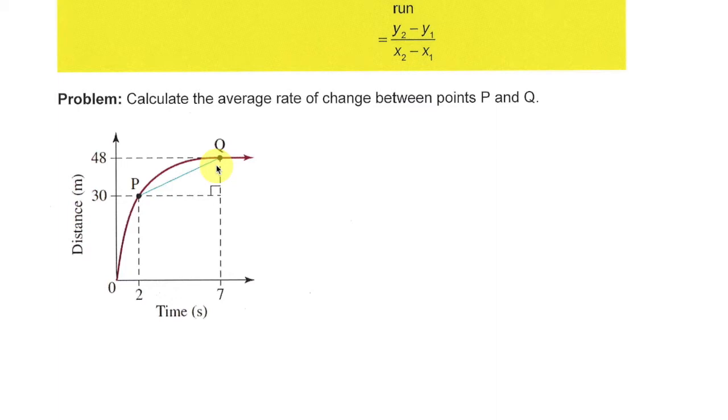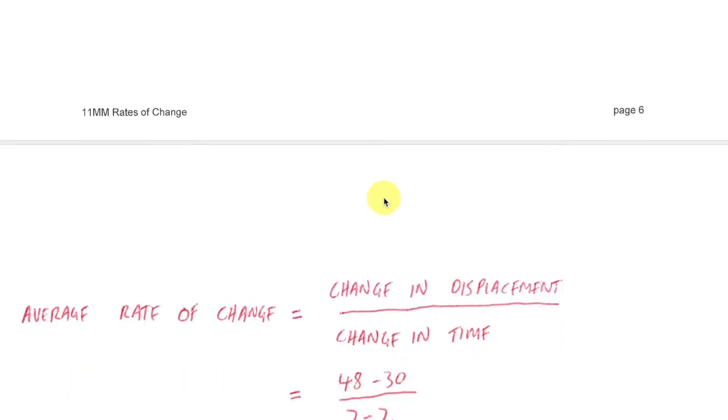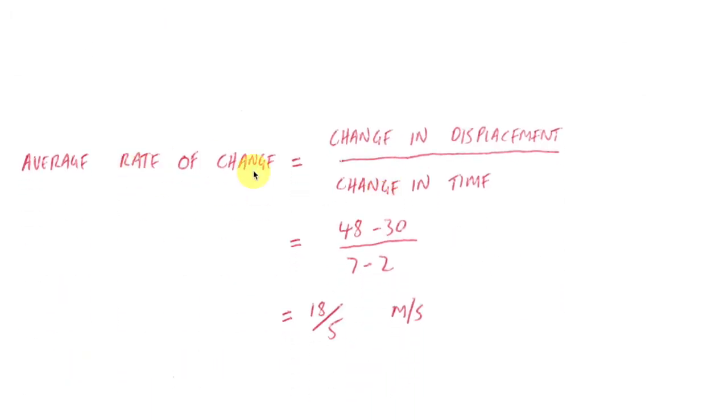Firstly, what we have to do is realize that point P is the position 2, 30, and point Q has the position 7, 48. So the average rate of change in displacement over change in time, 48 take 30 over 7 take 2, gives us 18 on 5 meters per second.